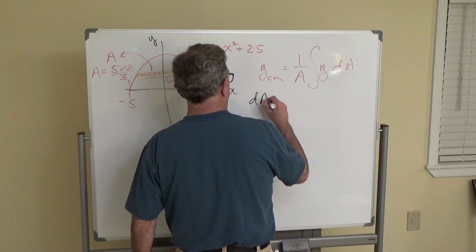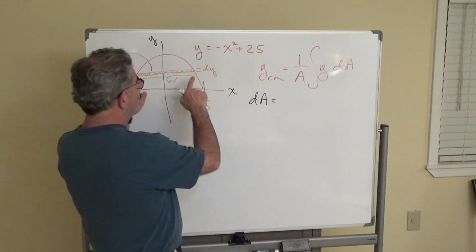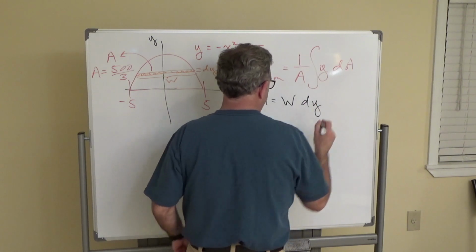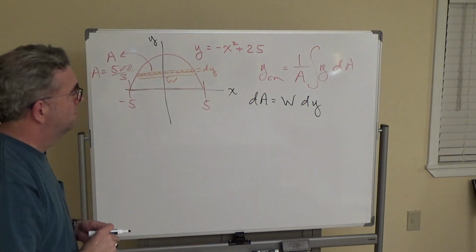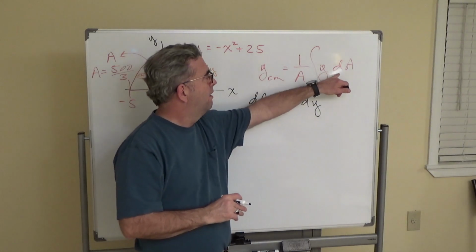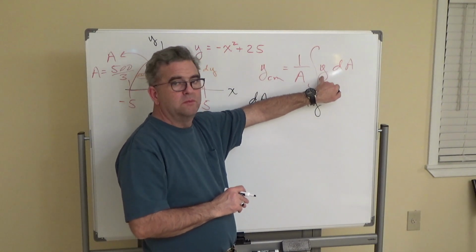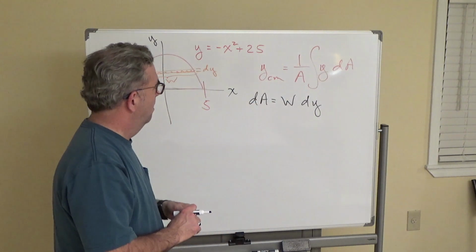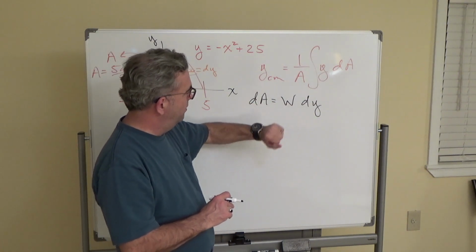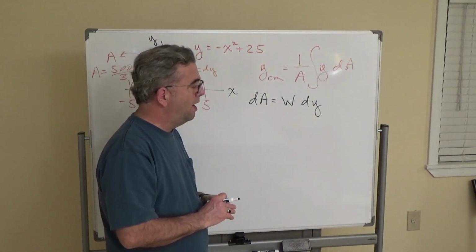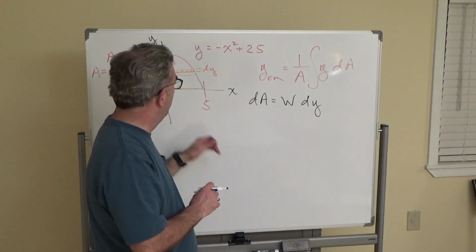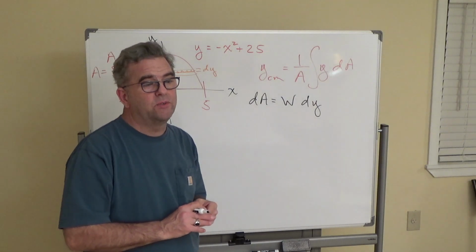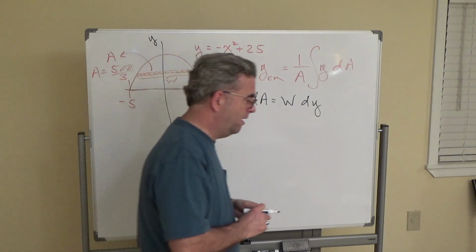So dA ends up equaling the width of that strip times dy, because I want to integrate over y, because the integrand is y. So dA is the width of that strip times dy. So can we write an expression for the width of this strip? The answer is yes.